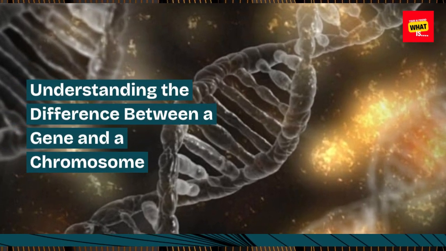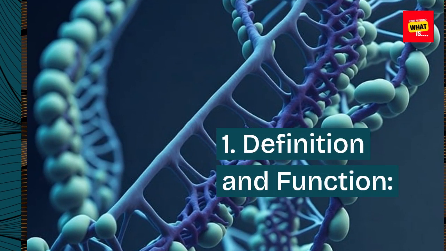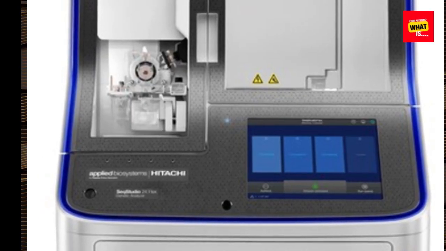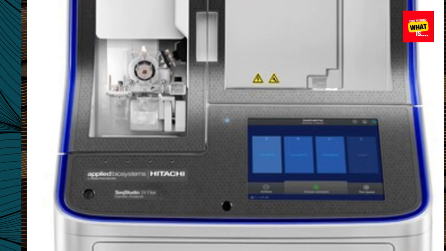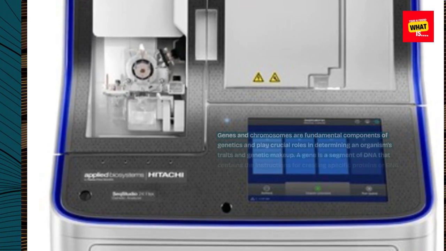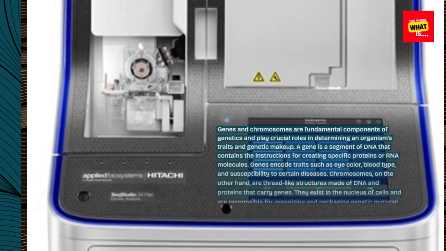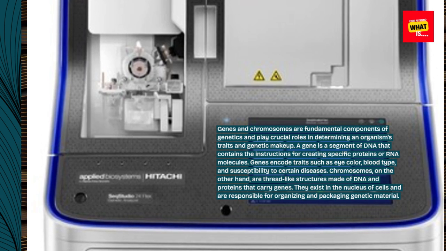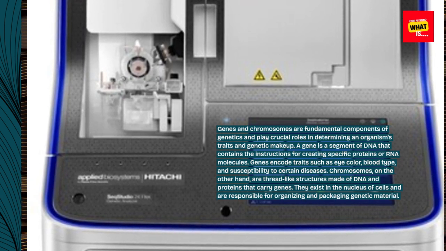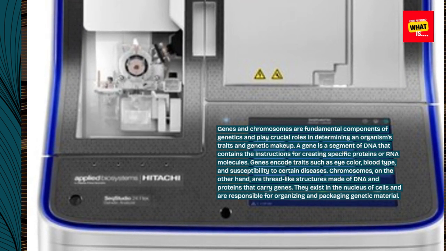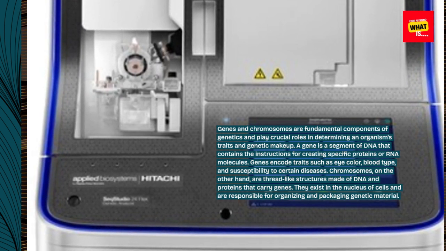Understanding the difference between a gene and a chromosome. 1. Definition and function. Genes and chromosomes are fundamental components of genetics and play crucial roles in determining an organism's traits and genetic makeup. A gene is a segment of DNA that contains the instructions for creating specific proteins or RNA molecules. Genes encode traits such as eye color, blood type, and susceptibility to certain diseases.